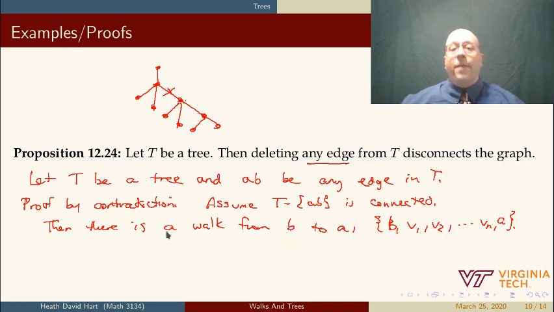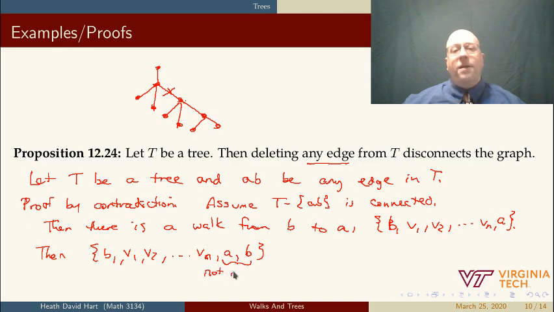If there's a walk from B to A, then B to V1, V2, up to Vn, followed by A, followed by B. This edge is not in T minus AB, but it is in T. Is everyone okay with that?